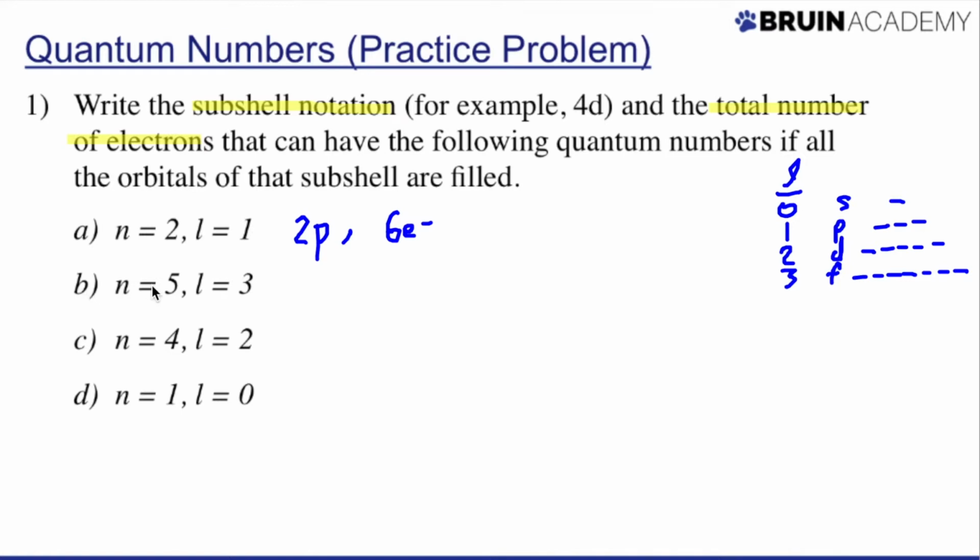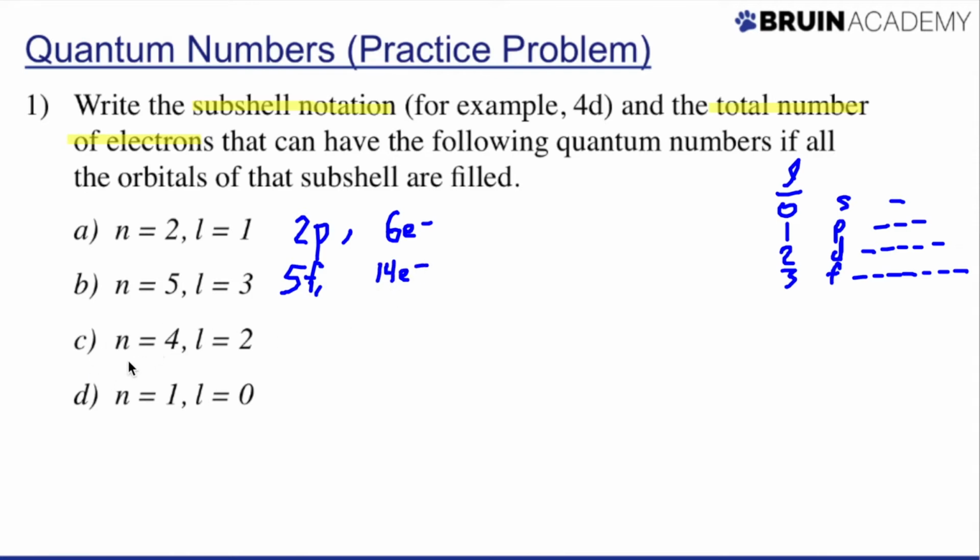Right? So we do the same thing for part B. N equals 5, so I'm going to write 5. When L equals 3, that means you have an F subshell. And within any F subshell, no matter what the principal quantum number is, you can have a maximum of 7 times 2, or 14 electrons.